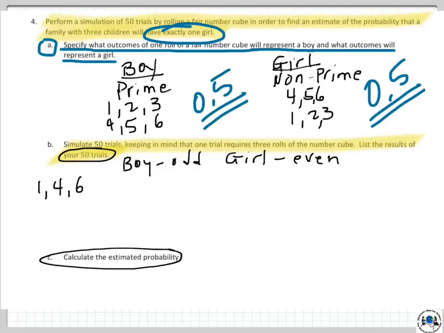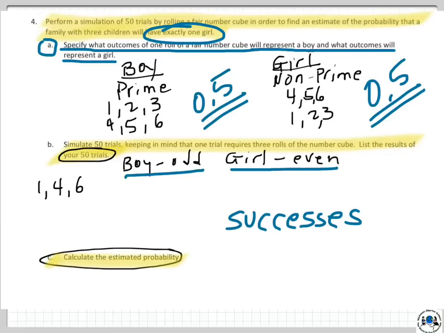So anyway, the big idea here is you did your 50 trials and you listed them out, and then when it came time to calculate your estimated probability, you took your number of successes. In this case, your successes were going to be anything that had 1 girl in it. In my case, I was doing boy odd, girl even.